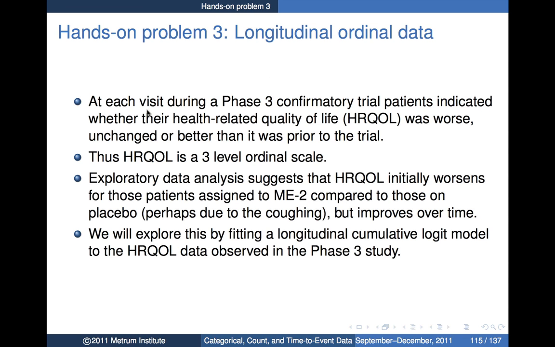The scenario here is we've got our phase 3 confirmatory trial for our potential treatment for cystic fibrosis, and during each visit of that trial, and they occur on an every 4-week basis, as I recall, the patients indicated whether their health-related quality of life, which we just called HRQOL, was worse, unchanged, or better than it was prior to the trial. And so what we're talking about then is a 3-level ordinal scale, in this case going from worse to better.